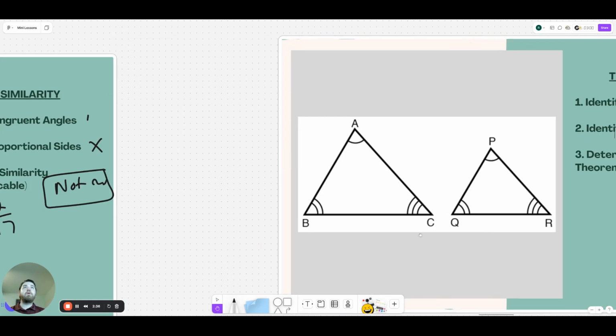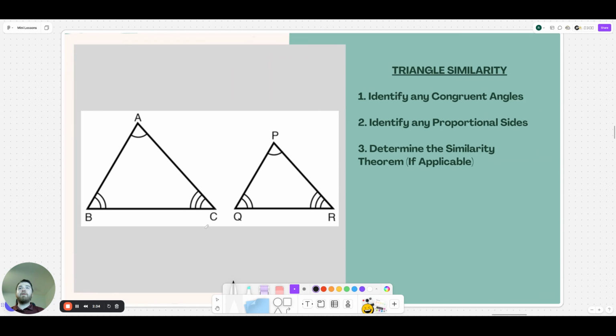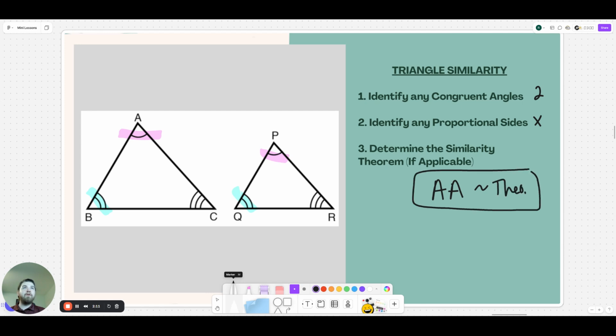All right, next one. So what we've got here. First, identify any congruent angles. So I've got this angle is congruent to this. I also have this angle is congruent to this. And really right there, that's enough information that I need. I've got 2 sets of congruent angles. I don't have any side measures, so I can't say that anything's proportional. But because I have 2 sets of congruent angles, I can say that the angle-angle similarity theorem is enough to show that those triangles are similar.